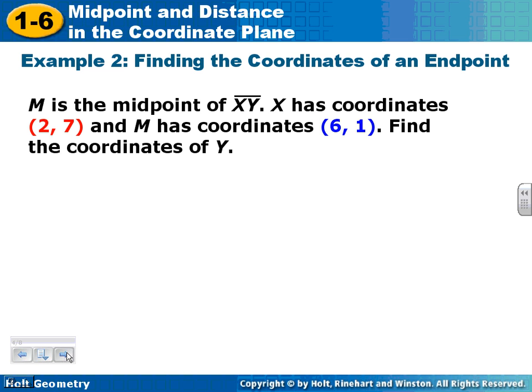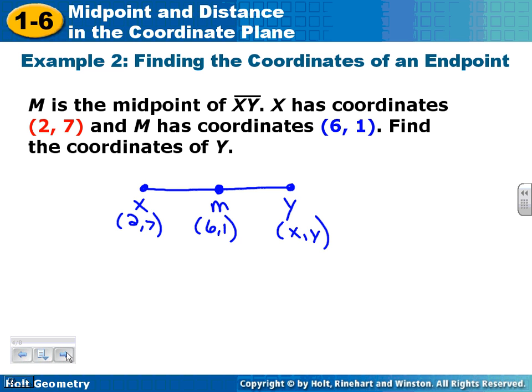Now, the next part is a little more tricky. This time it says M is the midpoint of line segment XY. Let's draw a line segment XY. Midpoint is M. X, it says, has coordinates of 2, 7. Let's write that down. M has coordinates of 6, 1. So we're asked to find the coordinates of Y. So now instead of trying to find the midpoint, you're asked to find an endpoint.